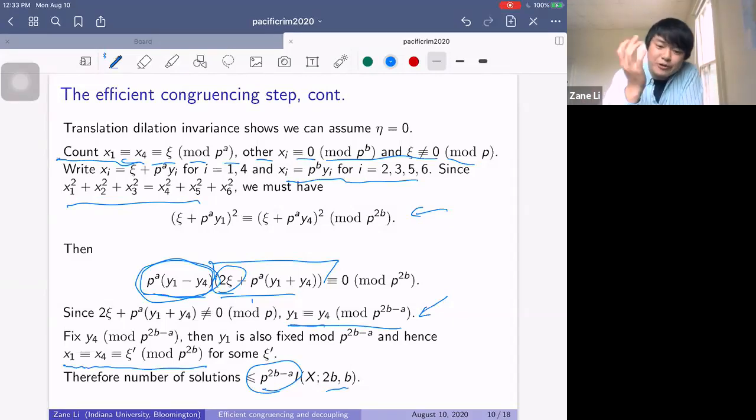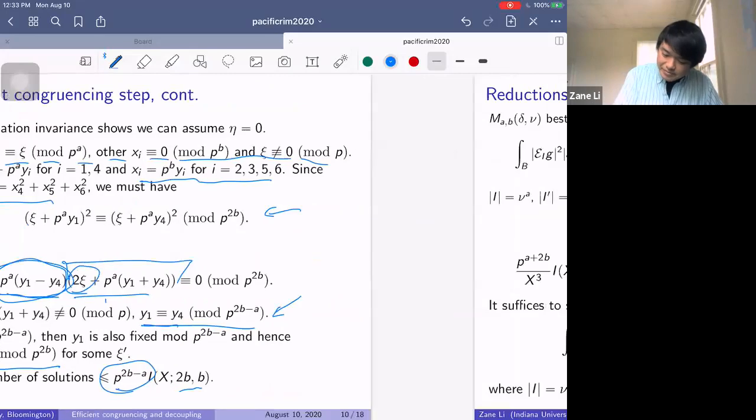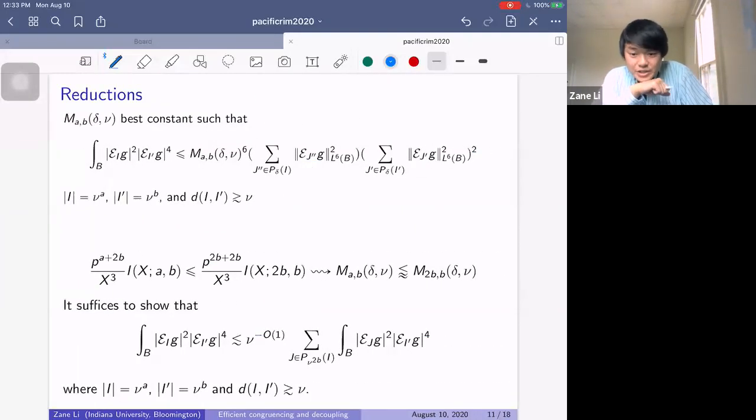So you do this proof, and then you stare at it, and you try to think about what philosophically this means for decoupling. This is what I'll try to answer in the remainder of my talk. Let me remind you what the bilinear object that efficient congruencing uses corresponds to, this bilinear decoupling constant that I will use. M a,b is just that I have two intervals, I and I prime. I is an interval of length nu to the a, I prime is an interval of length nu to the b. They're nu separated. M a,b measures how much it costs to decouple them simultaneously into intervals of size delta.